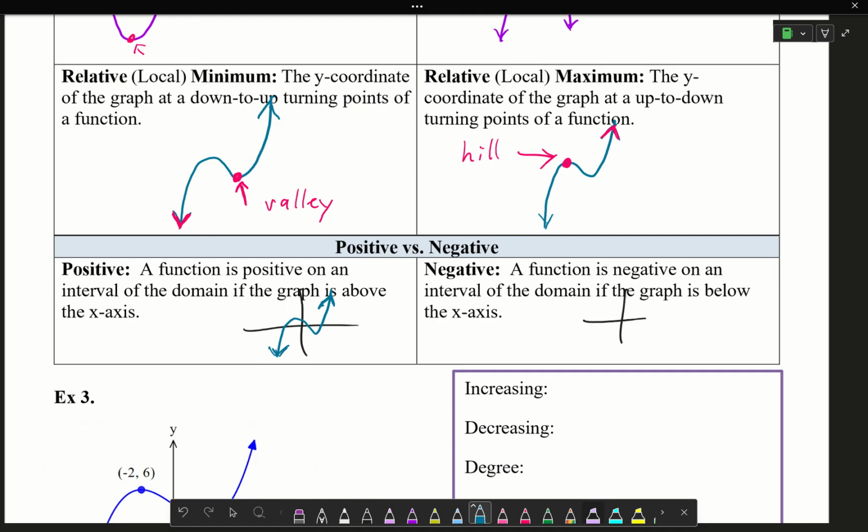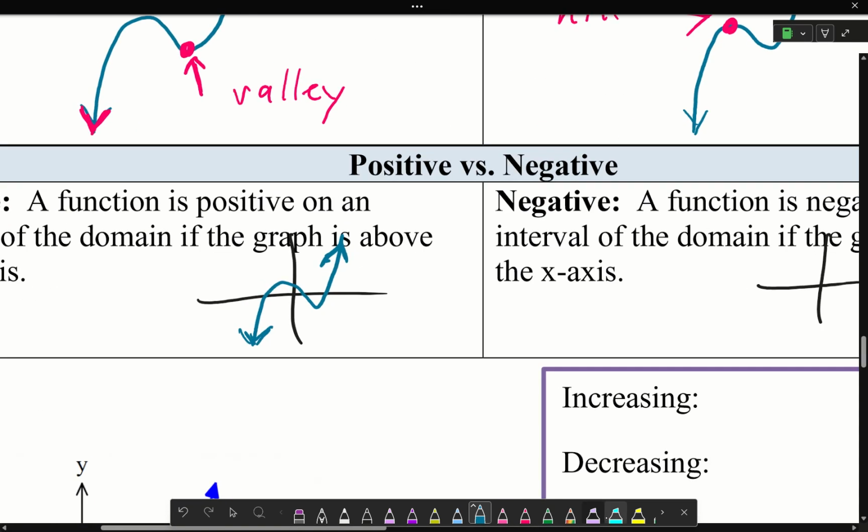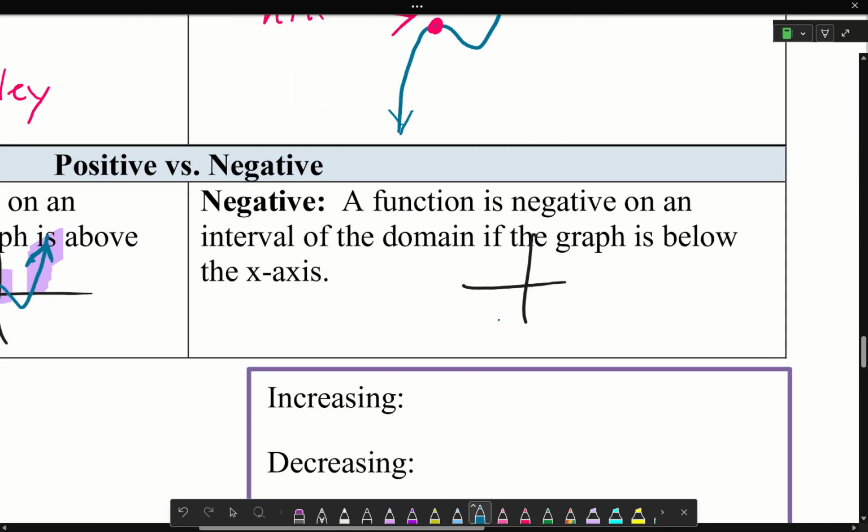Okay, so places where this graph is positive would be any place simply where the graph is above the x-axis. So this section here is above the x-axis, and this section here is above the x-axis, so that section is positive. So negative, I'll try to do pretty much the same sketch here. All right, so negative, this is just anywhere where it is below the x-axis. So these sections here, that is where the graph is below the x-axis.